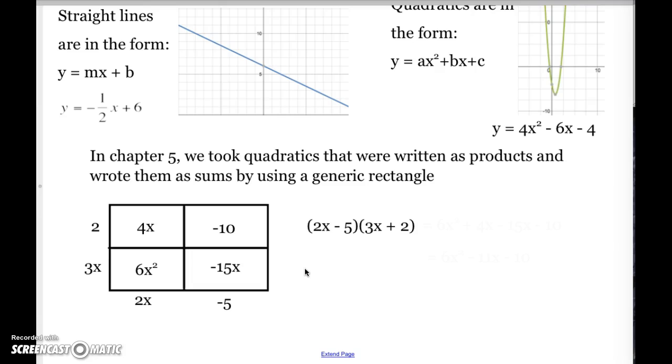negative 10. So the product of 2x minus 5 times 3x plus 2 was actually equal to 6x squared plus 4x minus 15x minus 10. And now I can combine my x family, which is 4x and negative 15x, which makes a negative 11x, and write that down as 6x squared minus 11x minus 10.